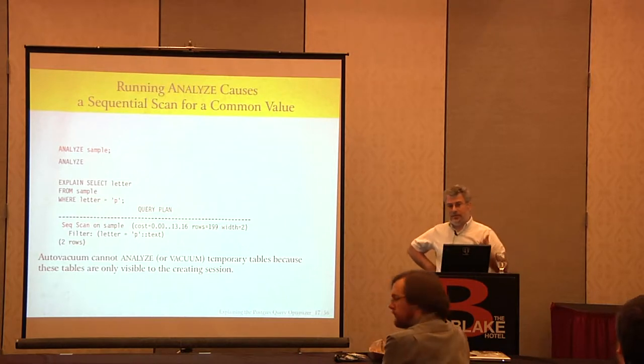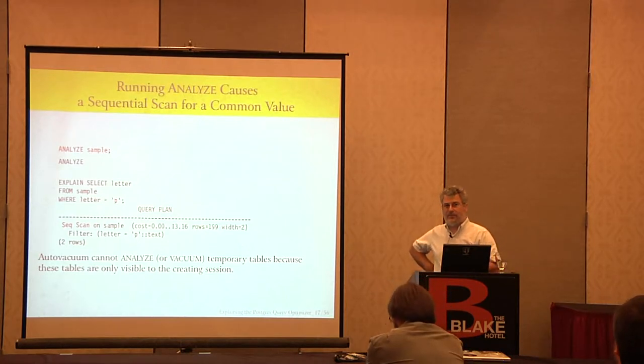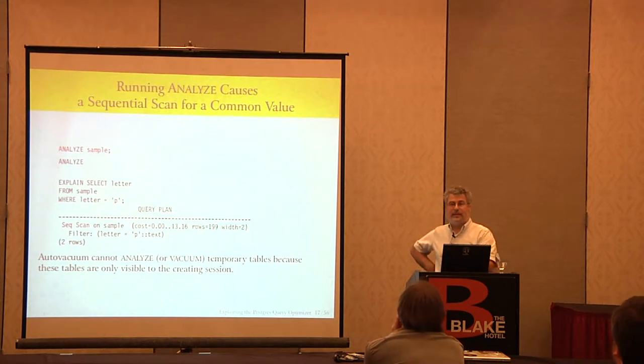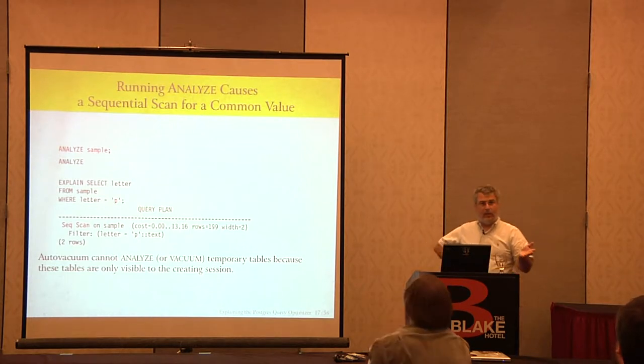Well, so the question is, how does that vary among different types of drives? It varies quite a bit. For example, if we're running on an SSD, instead of a number of 4 for random page cost, we might want to take it to like 1.2 or something like that. We still wouldn't take it all the way to 1.